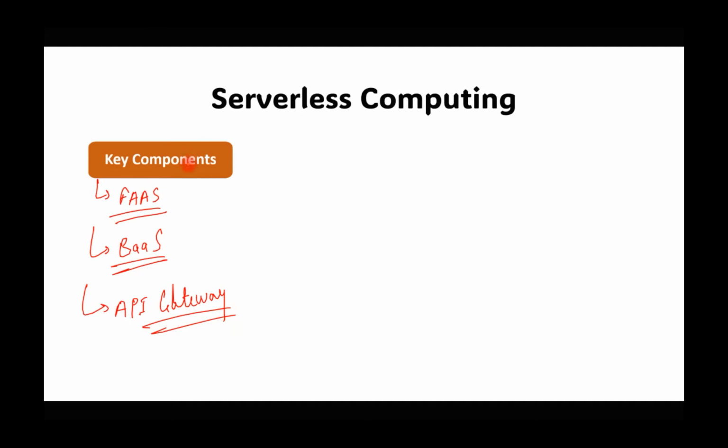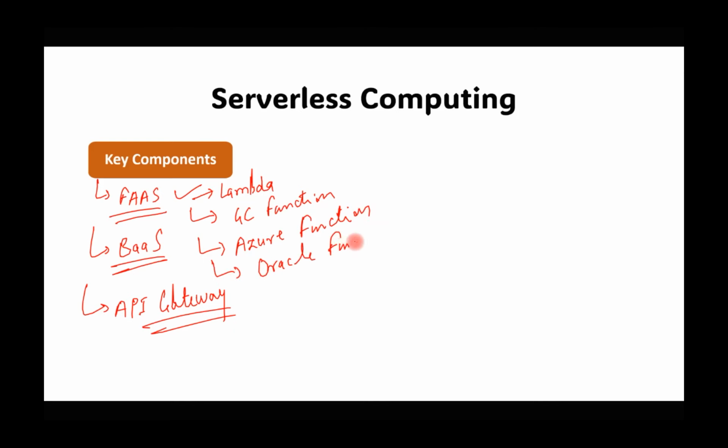When we talk about function as a service, it allows you to build and deploy code as functions without managing servers. For example, we have different cloud providers. If we talk about AWS, we have Lambda function, if you have heard of it. If we talk about Google Cloud, then we have Google Cloud Function, in short, GC function. If you are using Azure, then we have Azure Function. These are the names of the services in different cloud providers. Similarly, for OCI, we have Oracle Function. So these are the functions available and they behave as a function as a service in serverless computing.